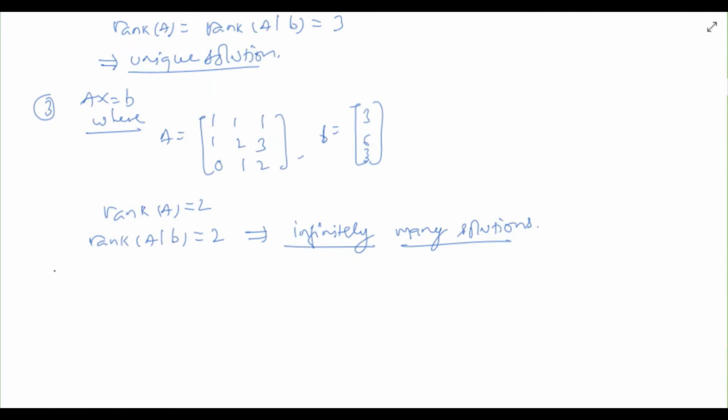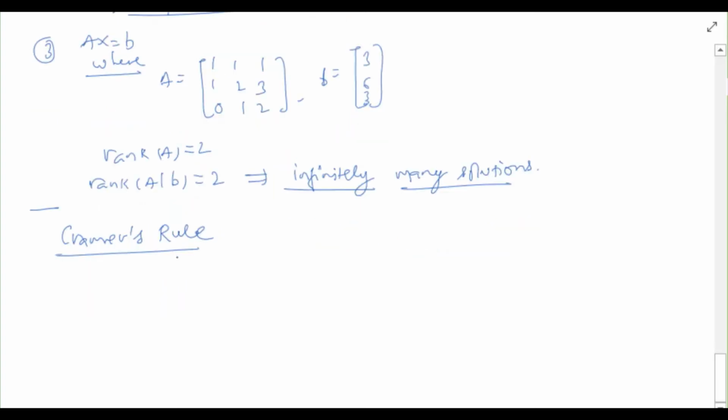Now the question is, given a system of linear equations, we want to see if the system will have no solution, unique solution, or infinitely many solutions, and if it has a solution we want to find it. We will first see an algorithm that works in the case of a unique solution, that is, it gives the unique solution if the system of linear equations has a unique solution, and this method is called Cramer's rule.